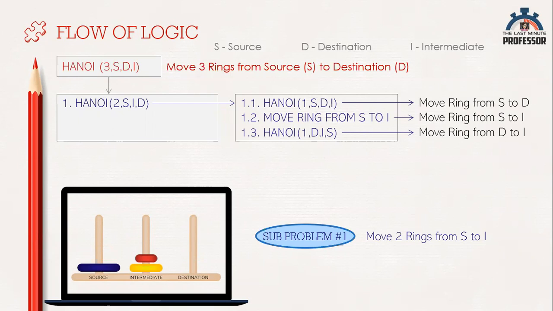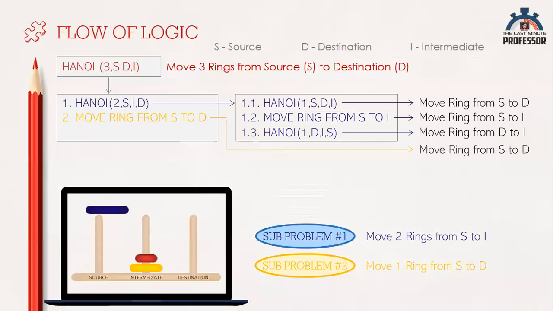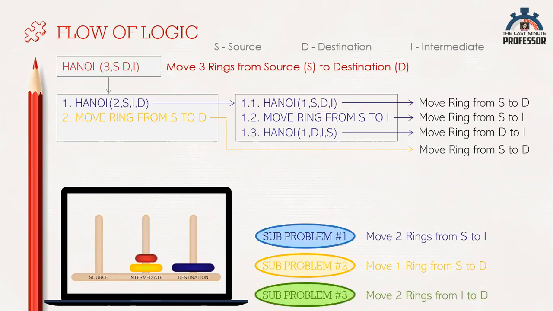Now moving to the second subproblem, move nth ring, that is the blue ring, from source to destination directly. And finally the third subproblem, move those 2 rings in the intermediate rod to the destination rod. This task in turn can be subdivided into 3 subproblems.